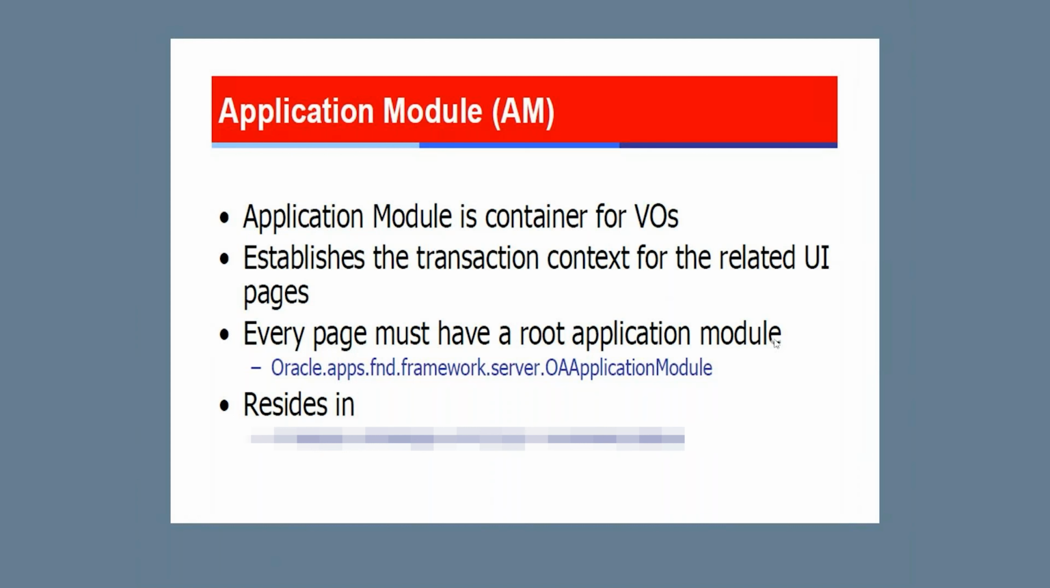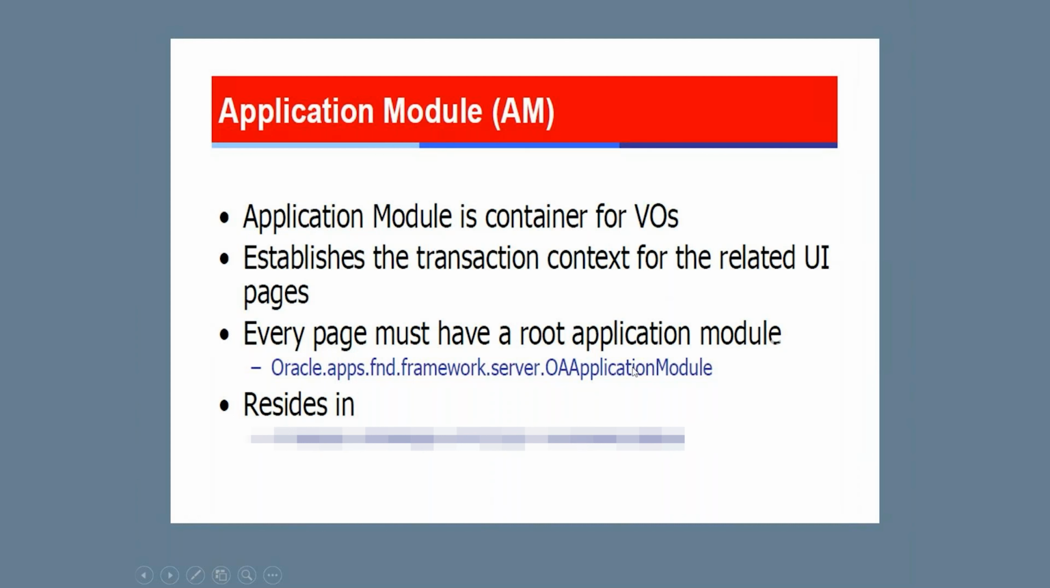It cannot read the extensions also. Just blindly remember that we should not extend the root application module. That means you should not customize the root application module. Child application modules you can customize, no problem. And application modules should always be created under the BC4J package ending with server.